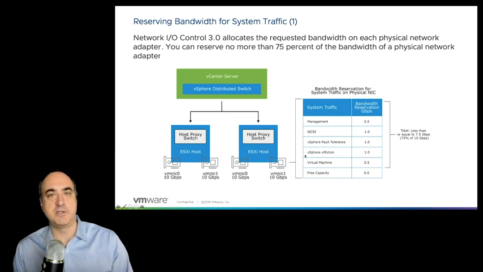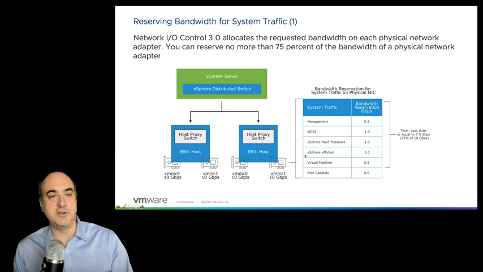aggregate bandwidth. So when it comes to counting up our actual resource allocation settings, when you have a type of reservation that entails some kind of traffic that will be distributed across all the adapters, you actually aggregate all the reservations across all the adapters. Now that most likely is going to only be applicable to VM traffic.